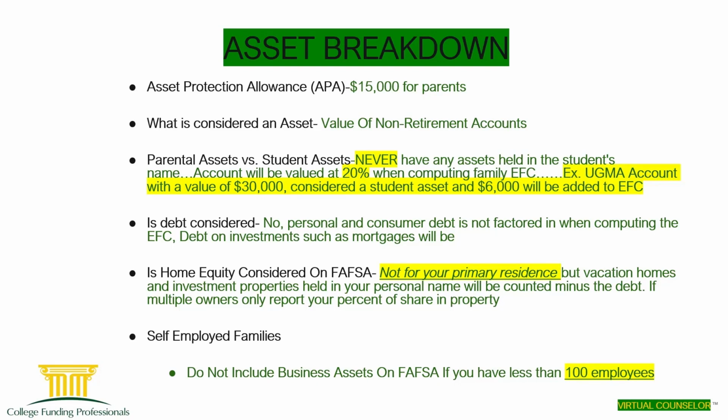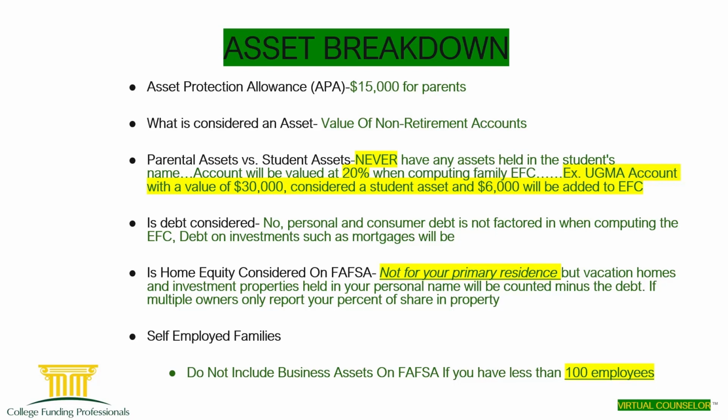But you see, the 20% is a pretty strict penalty, especially when we get into the percentage that they're going to use for parents. Now, is debt considered? Generally speaking, personal and consumer debt is not factored in when computing your expected family contribution. Okay, they're not going to care how much credit card debt you have, car loans, things of that nature. The debt on investments such as real estate, such as mortgages, will be counted. Okay, so they will count that as far as equity is concerned, but personal consumer debt's not going to be factored in, unfortunately.